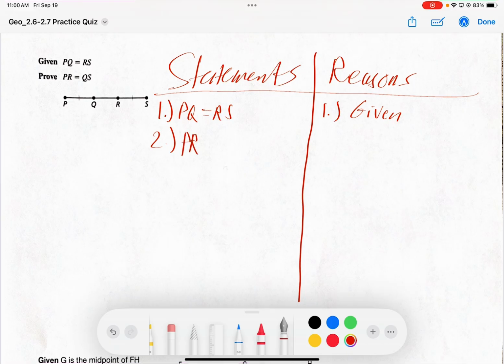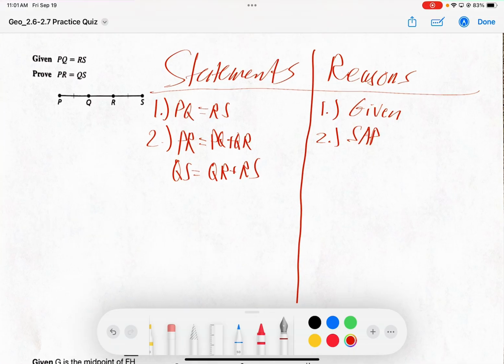So PR is equal to what? Not QS yet, we've got to get there. PQ plus QR. And then QS is equal to QR plus RS. And the reason was segment addition postulate. You guys okay if I write SAP? We all know what that means? Yeah, I'm fine.